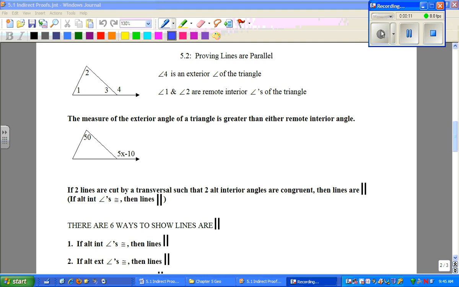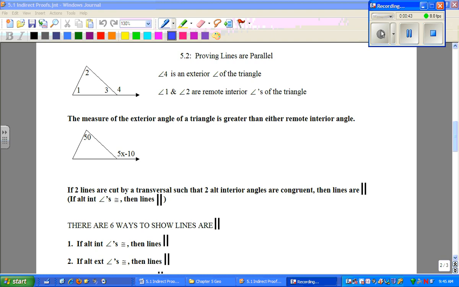We're starting chapter 5. We are proving lines are parallel. Before our break, we learned the angle names: corresponding angles, consecutive interior angles, alternating interior angles, consecutive exterior angles, alternating exterior angles. Now we're going to take those ideas of knowing the types of angles, so if you don't, you really need to study them, and we're going to use them to prove lines are parallel.